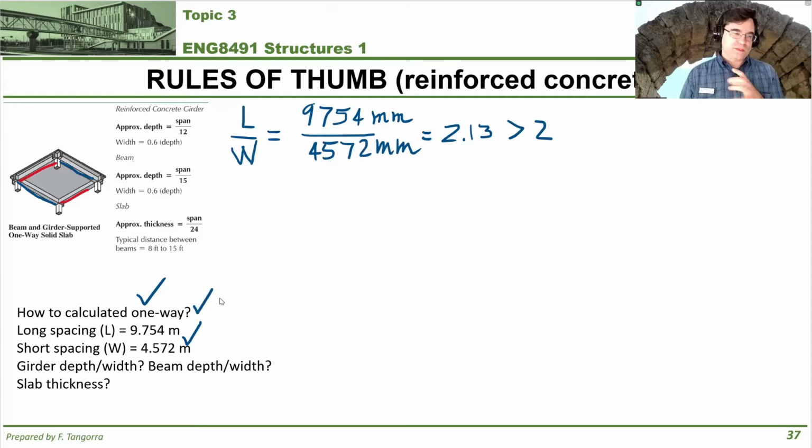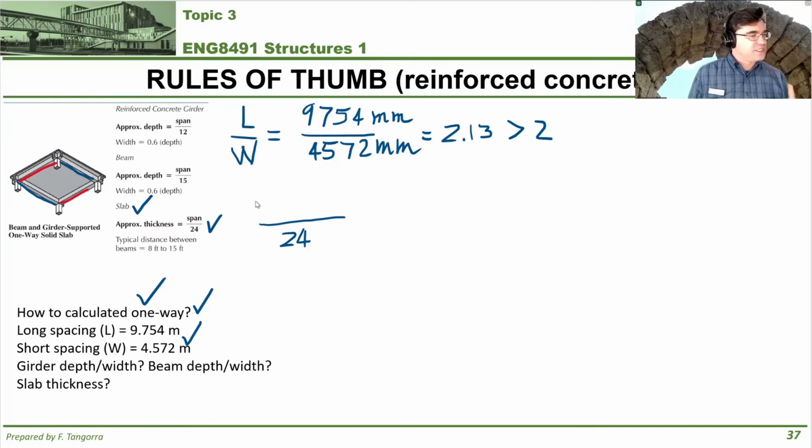Which means we can use the rules of thumb that are shown on your screen right now, which I plucked straight out of Appendix B of your textbook. Go check it out. So my recommendation is when it comes to using these rules of thumb, start with the slab thickness first. And in this case, the slab thickness is a span divided by 24. But what is this span? Well, according to the rules of thumb for one-way slabs like this, the span is the clear distance between beams. Okay?